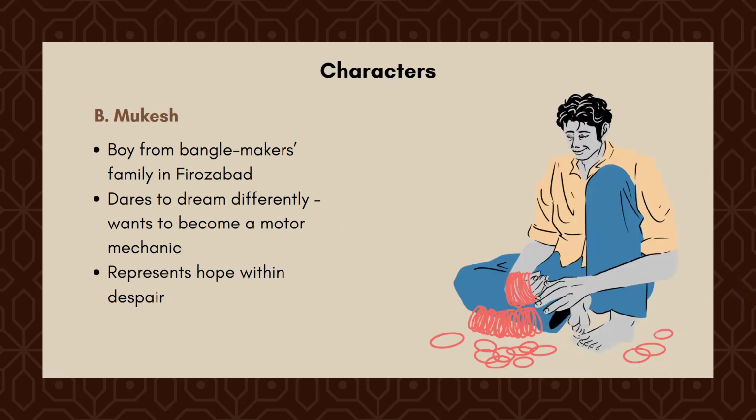Then the next character is Mukesh, a boy from a bangle maker family in Firozabad. He dares to dream differently and wants to become a motor mechanic. He represents hope within despair.